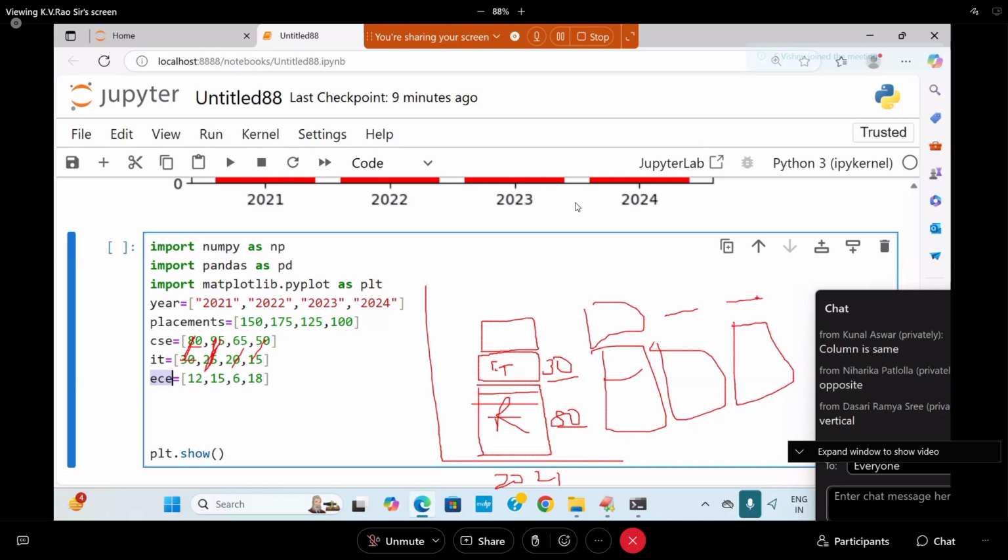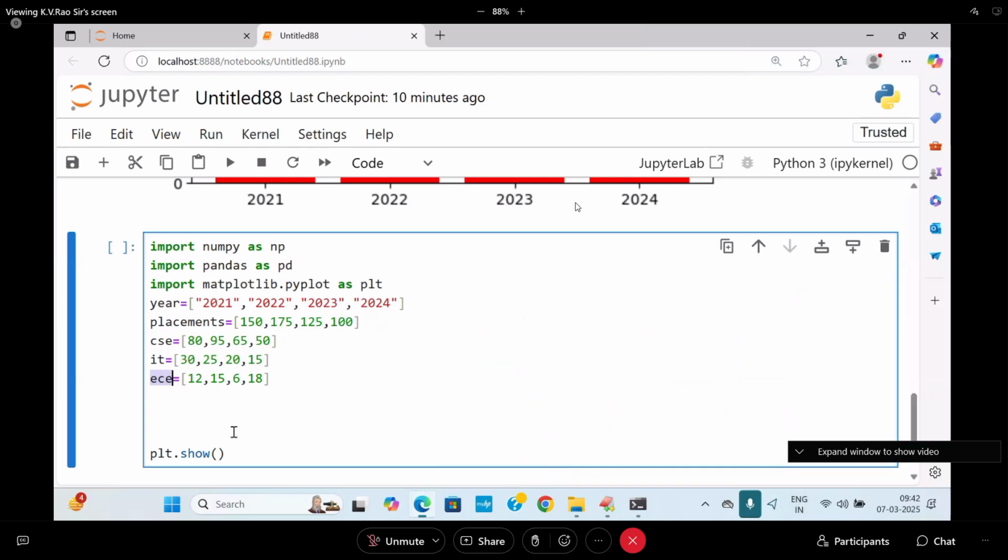Are you getting me? So how do you write that? That is going to be from where I am going to start this ECE. Now I am going to write one comprehension concept. Do you know comprehension? Python comprehension. What is the use of comprehension?